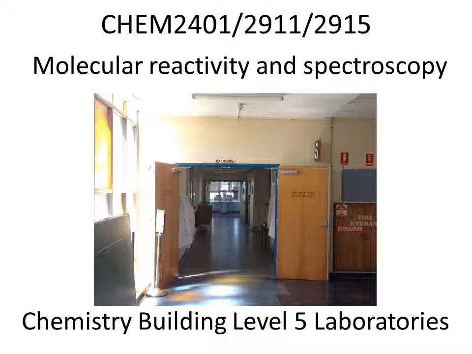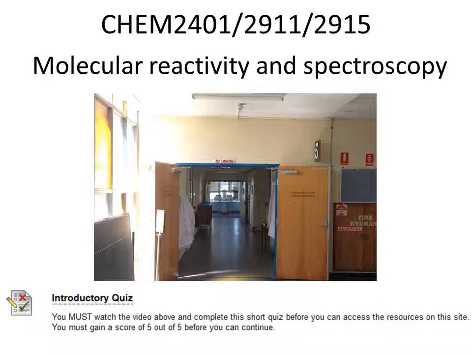The second year chemistry labs are on level 5 of the chemistry building, at the same end of the corridor as the first year labs. This introductory video will tell you a bit about how these labs will run. You must watch this video and answer the short quiz about what you've seen before you can access other important parts of this Blackboard site.